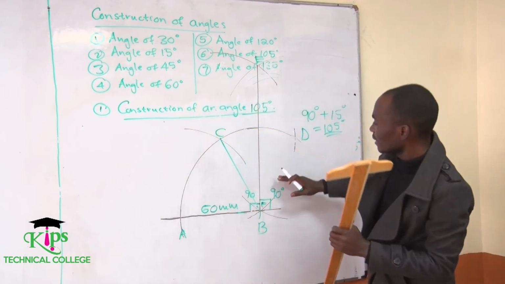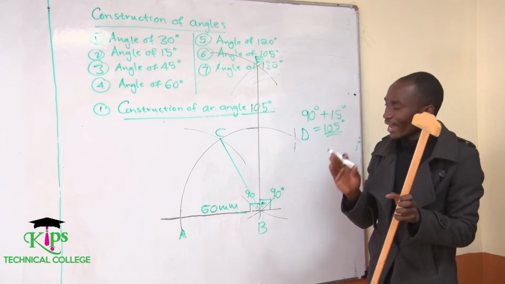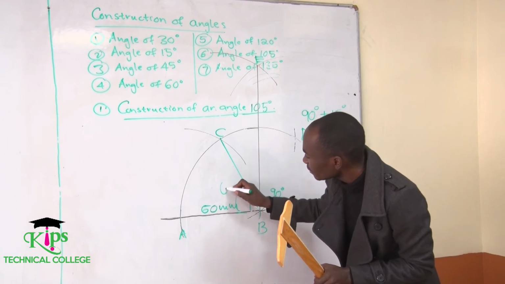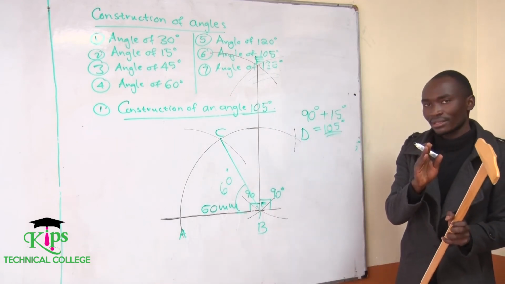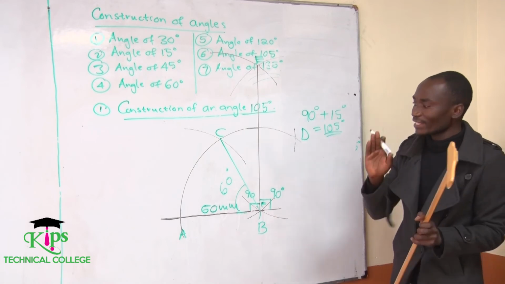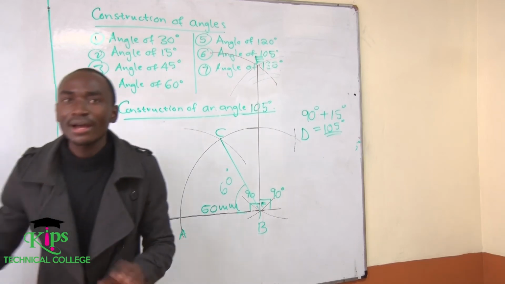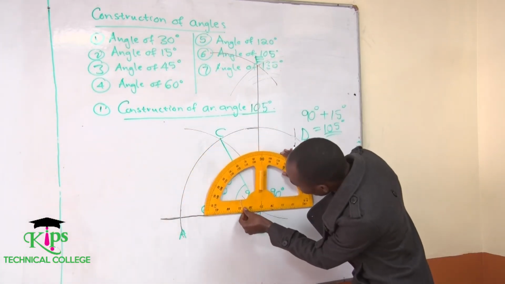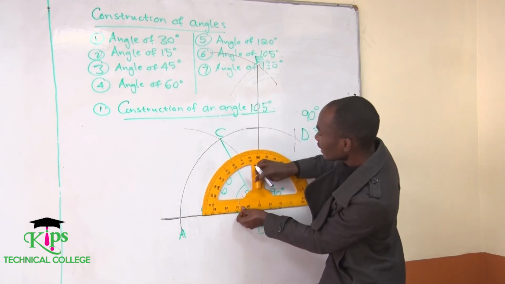So for instance, this is 90, now I need to look for the 15. And this angle, which is here, this is 60 degrees. Are we together? That is an angle of 60 degrees. You can also use your protractor to confirm. If you stand up here, you can see this is 60 degrees.